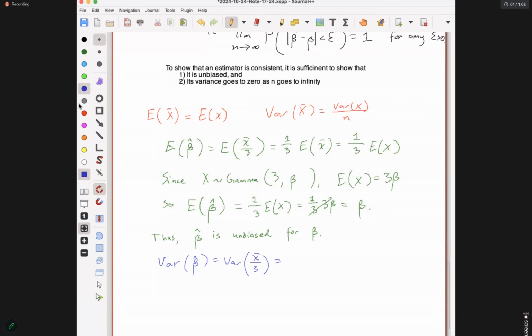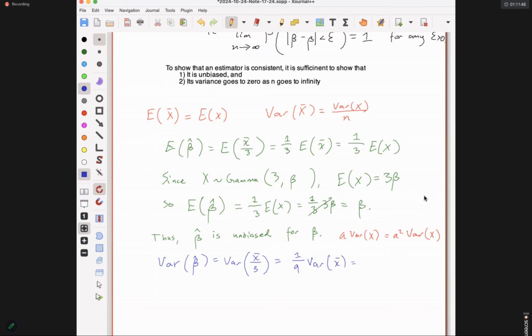So we're applying the property that the variance of a times x is equal to a squared times the variance of x. X bar over 3, so the 3 is going to get squared. So we'll have 1 over 9 variance of x bar.